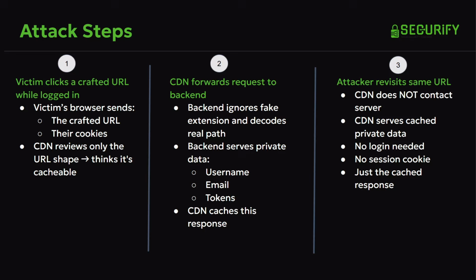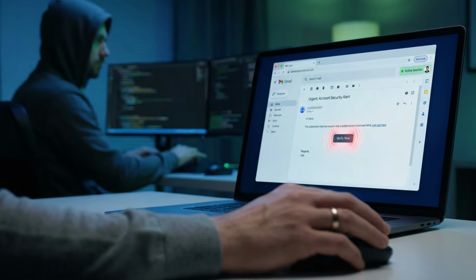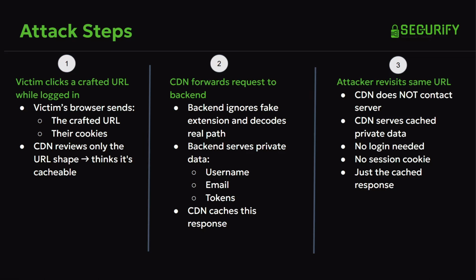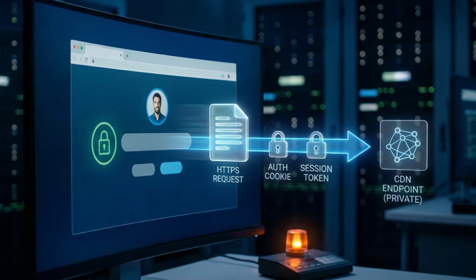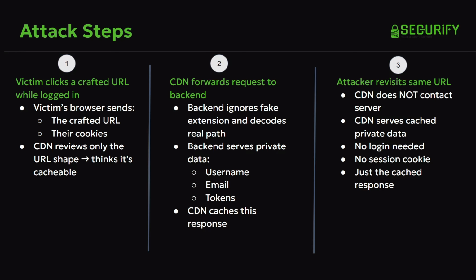So here is what happens behind the scenes. The attacker sends this special link to the victim or gets the victim to click it when they are logged in. The victim's browser sends a request for that URL to the CDN along with their cookies. The CDN looks only at the shape of the URL, that it ends with .css or starts with /share, so it decides this is cacheable. The CDN then forwards the request to the backend server.